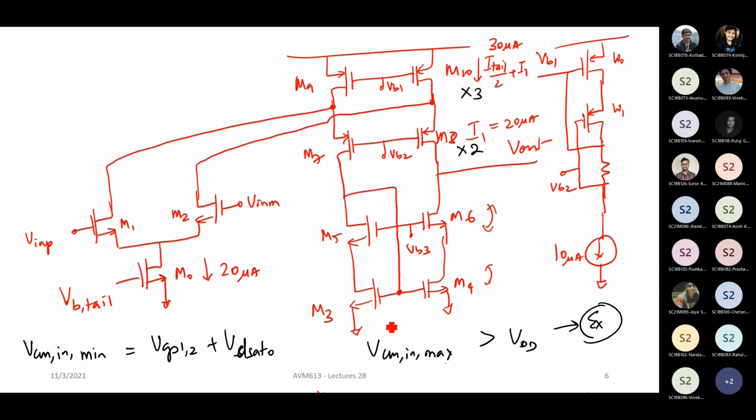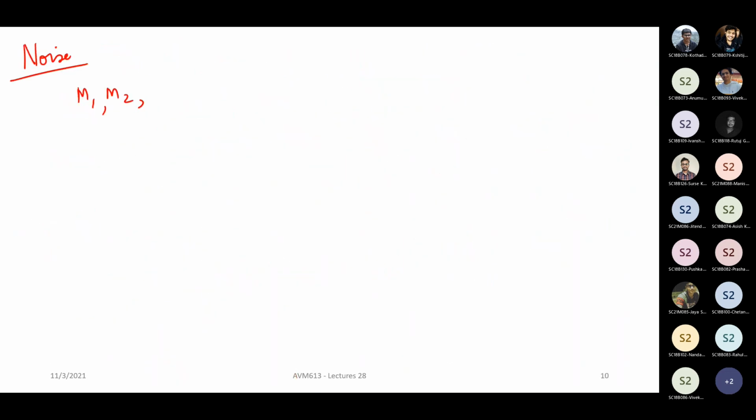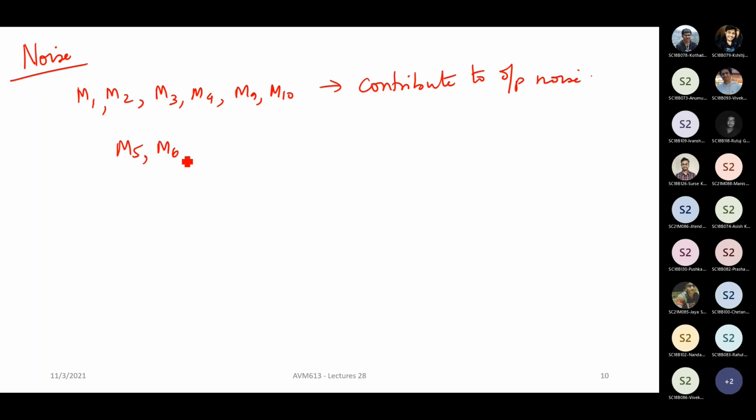Correct. So you'll have M3, M4 contributing. For M5 and M6, the noise that is coming here looks at this one, which is 1 over Gm, and looks down, it is R0. Therefore, the noise will circulate here. Same thing for M6 also. M7 and M8 also the same story. The noise will only circulate within the transistor, right? So you'll have M3, M4, M9, M10 contributing to output noise. M5, M6, M7 and M8 do not contribute.